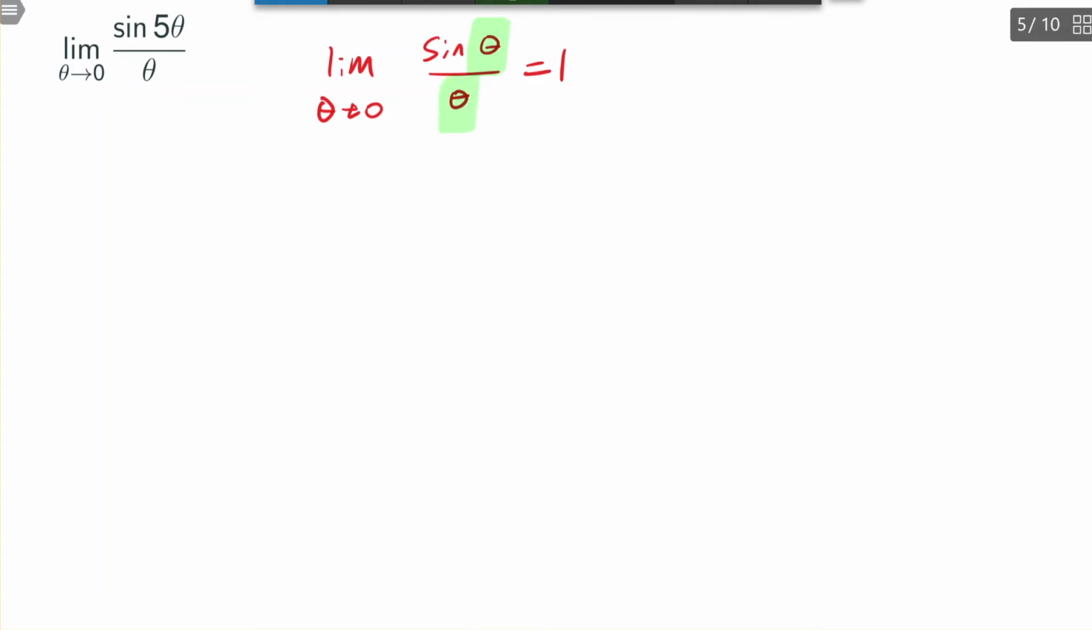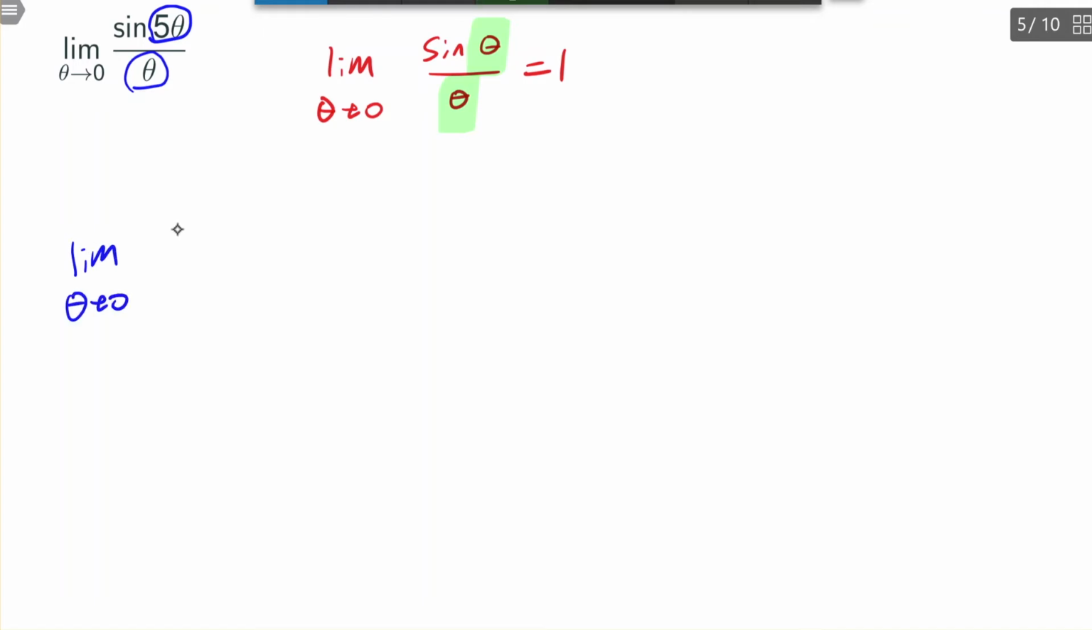So here, our issue is that we have a 5 theta here. And there's no way we can get rid of this 5. We cannot divide the input. But we could multiply by 5 in the denominator to match the input and the denominator. But when we multiply the 5 in the bottom, we also have to multiply the top so that we will not change the quantity.